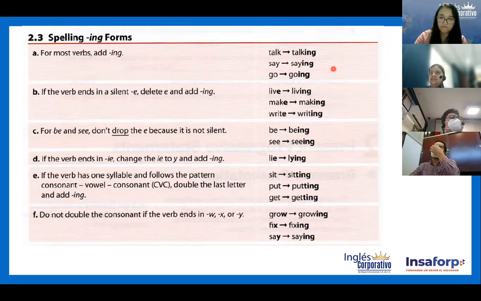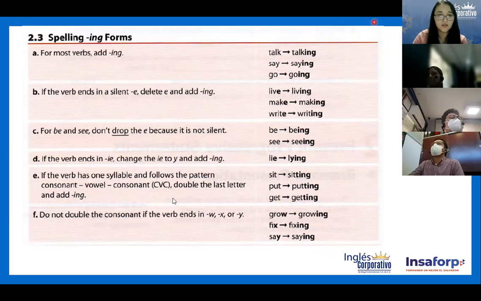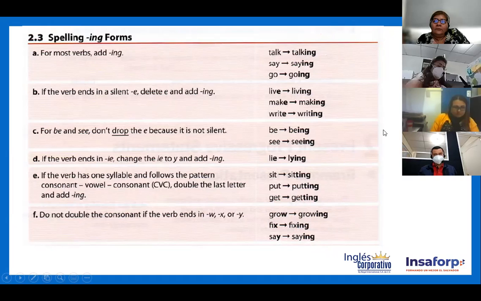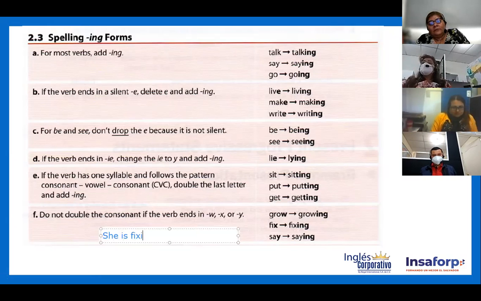No questions? No questions, okay, good guys. So basically that, okay, give me a sentence utilizando the verb fix, el verbo arreglar, Yanira. Una oración utilizando el verbo fix. Okay, Alberto, got it. She's fixing the blouse. Okay, she is fixing, right? Fixing the blouse, right? The blouse.